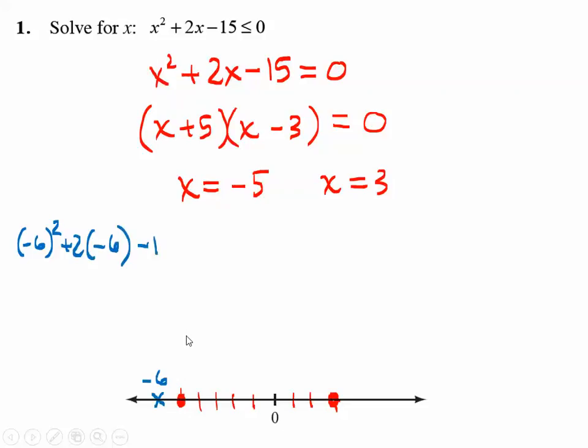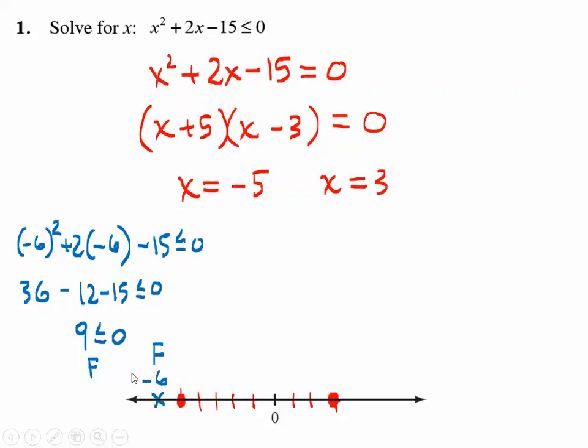So when I do that, I give myself 36 minus 12 minus 15, and that makes a 9. Is 9 less than or equal to 0? Is that a true or false statement? That is a false statement. Okay, here's what I got. I put a little f on top of the negative 6. I know this is false, so I know this graph is not underneath or less than or equal to 0 here at negative 6.